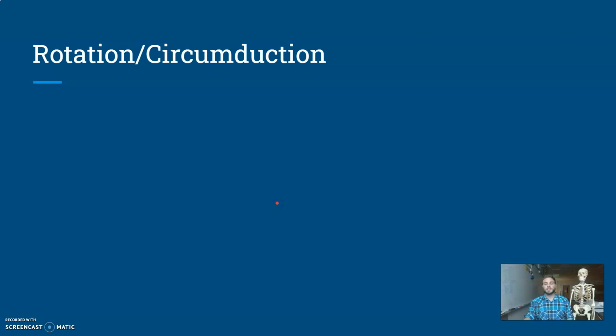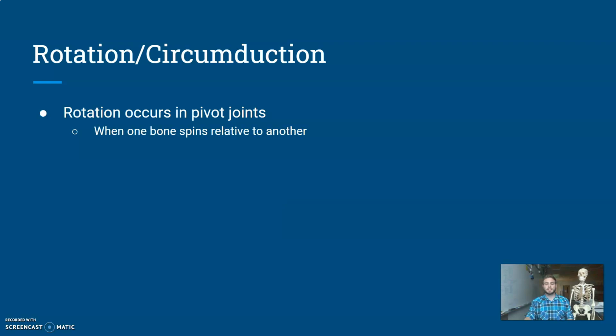Then the last one is rotation and circumduction. Again, this is the only pair that they aren't really truly opposites of one another. Rotation is going to occur in pivot joints. Think like when you say yes, no. One bone usually is spinning relative to another. So you think in your atlanto-axial joint, that atlas is moving compared to your axis. In your elbow, that ulna is moving while your humerus stays in place. In your knee, that tibia moves while your femur stays in place.